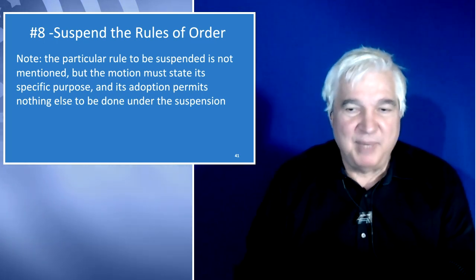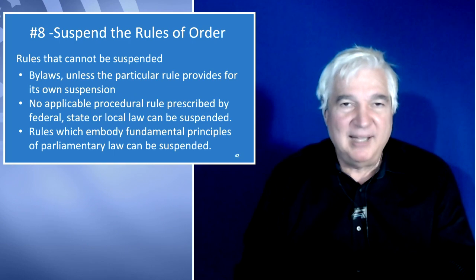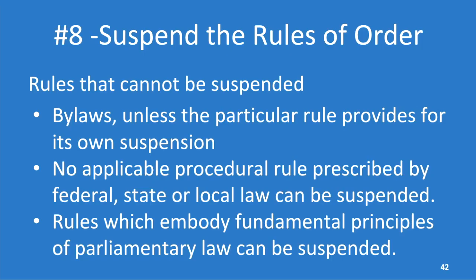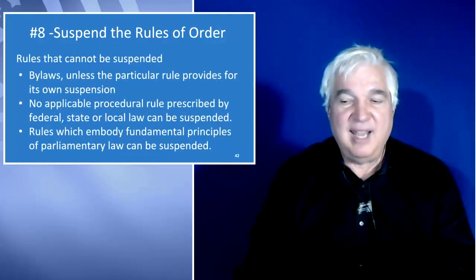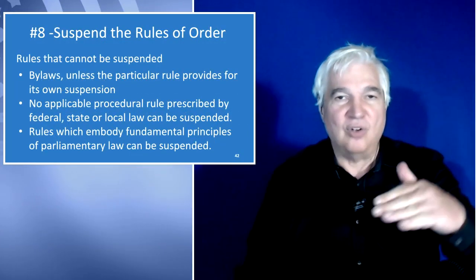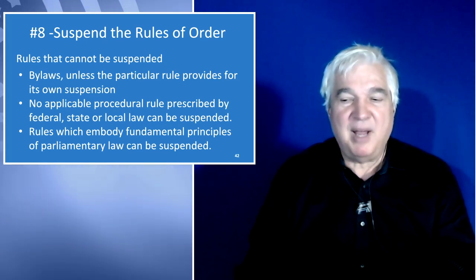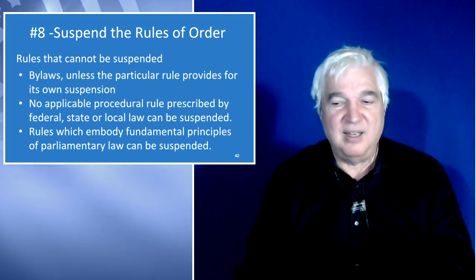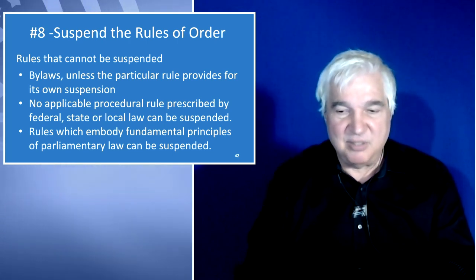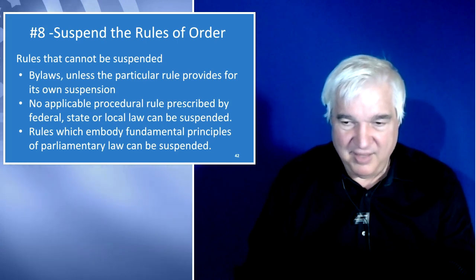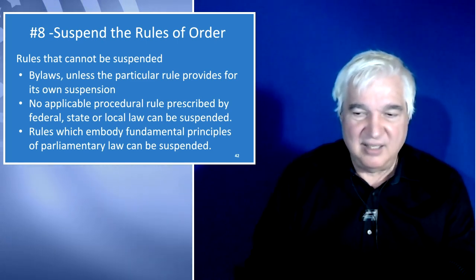There are rules that cannot be suspended. So bylaws in general cannot be suspended unless there's a particular rule for its own suspension, which is what allowed the bylaws to be suspended at the State Central Committee meeting. No applicable procedural rule prescribed by federal, state, or local law can be suspended because those take precedence over the rules of the organization. And rules that embody fundamental principles of parliamentary law cannot be suspended. Is that supposed to say cannot? Yes, I think it should say cannot.